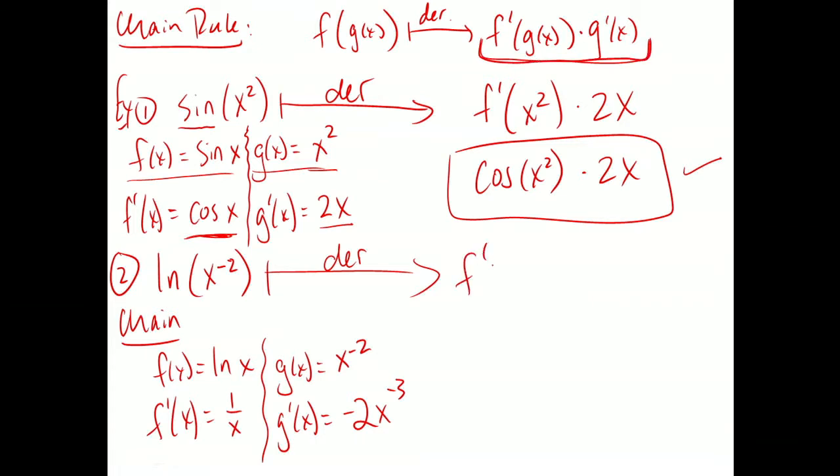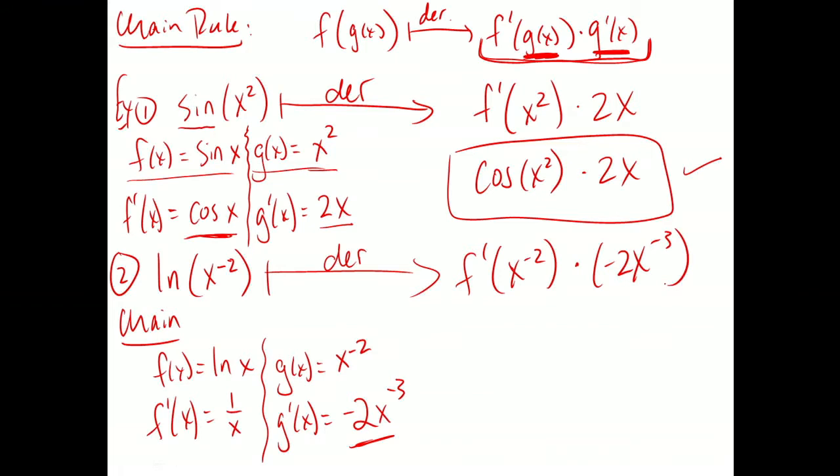And I'll say, all right, it's f prime with g plugged in. Well, I know what g is. g is x to the negative 2. So I'm going to just sort of write it that way. And then times g prime. Oh, g prime, that's easy. That's over there. So that's times negative 2x to the negative 3.